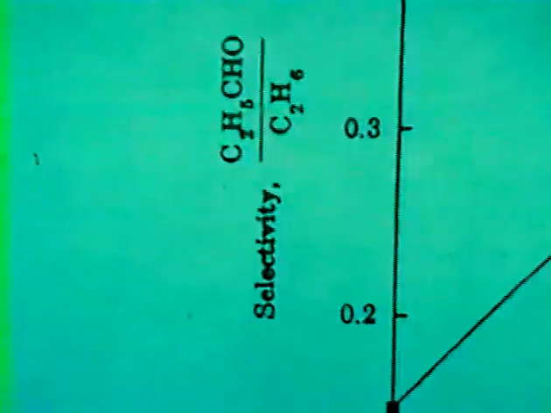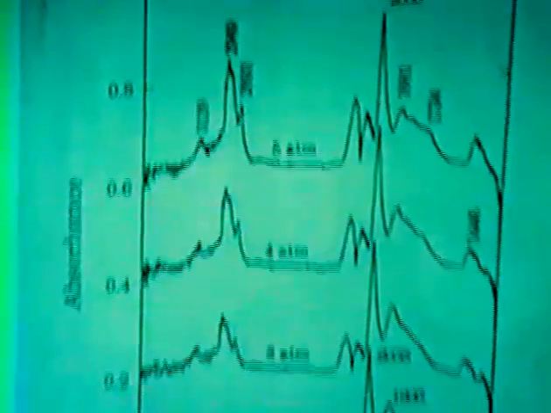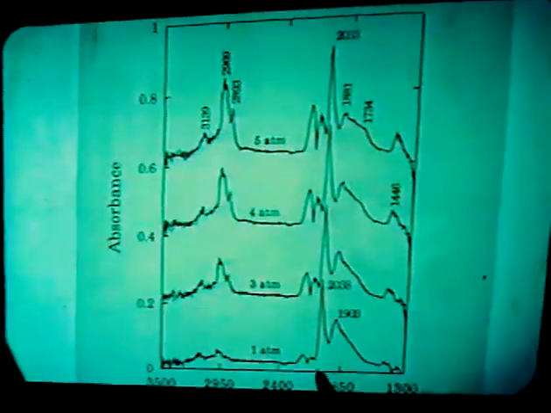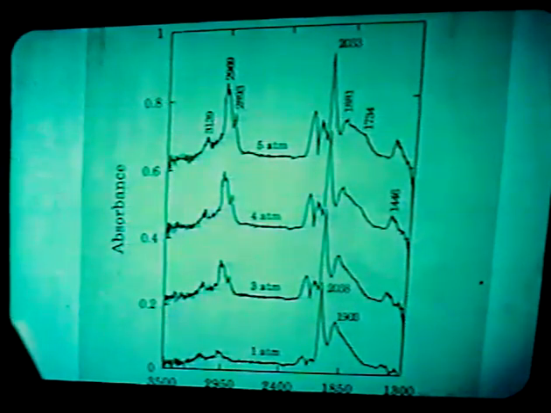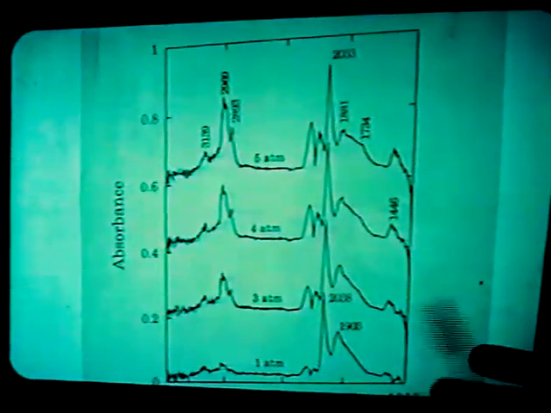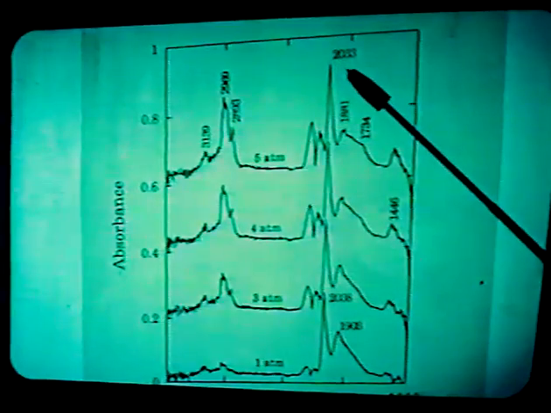Let's take a look at the steady state infrared results. These two double bands here are the PR branches of carbon monoxide. As the pressure increases, the gas phase CO band intensity also increases. However, the intensity of the adsorbed CO didn't change much. For example, the 2033 band is a linear CO band.